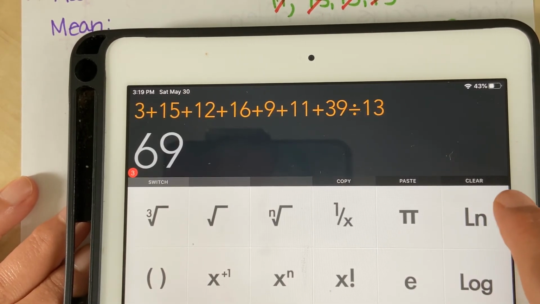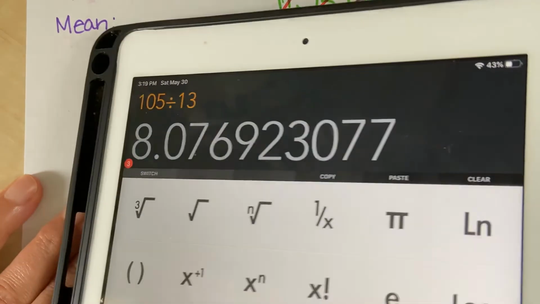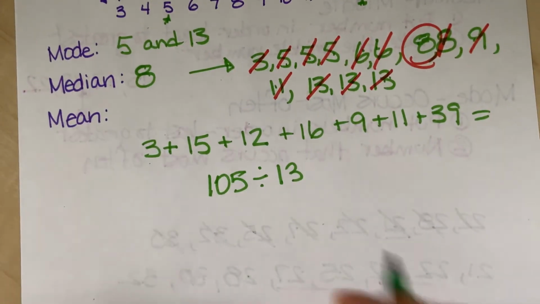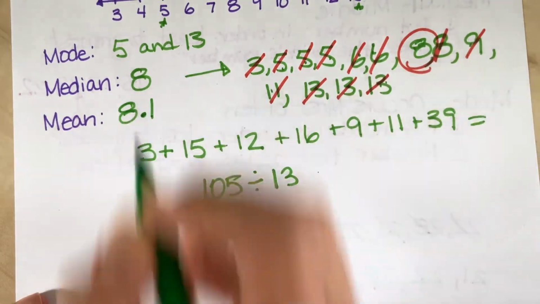105 divided by 13 equals, and I get 8.0769. I'm going to round that to 8.1, okay? So I get my mean as 8.1.